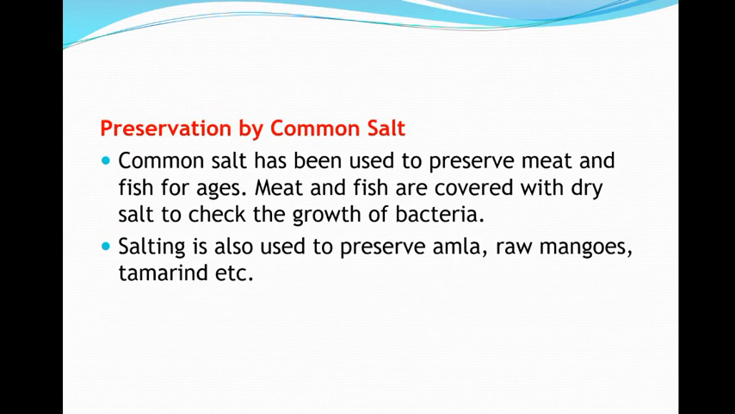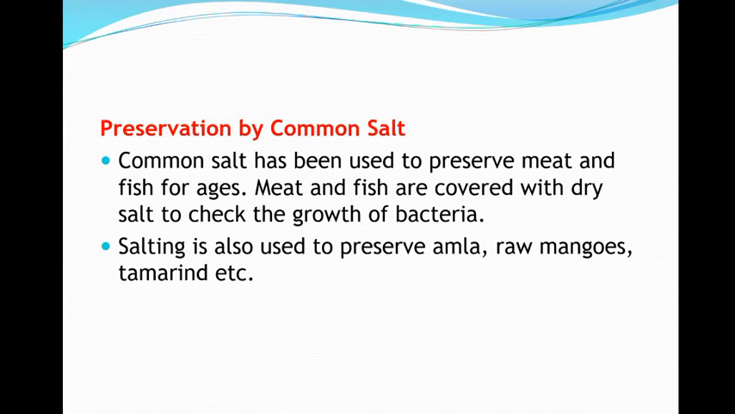Common salt has been used to preserve meat and fish for ages. Meat and fish are covered with dry salt to check the growth of bacteria. It means by adding salt to meat and fish, we can control the growth of bacteria. Salting is also used for long-term storage of amla, raw mangoes and tamarind. The salting process also checks the growth of bacteria.